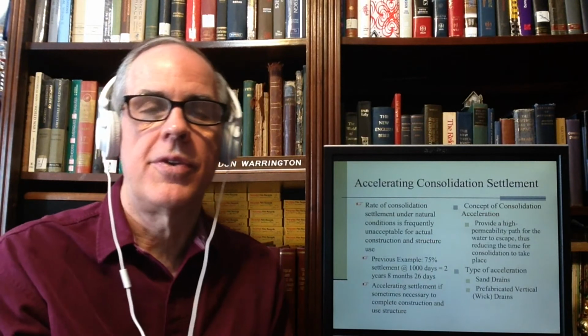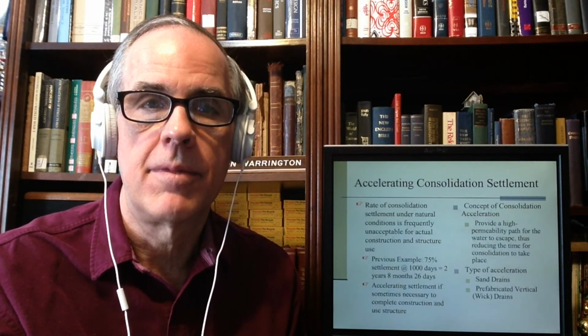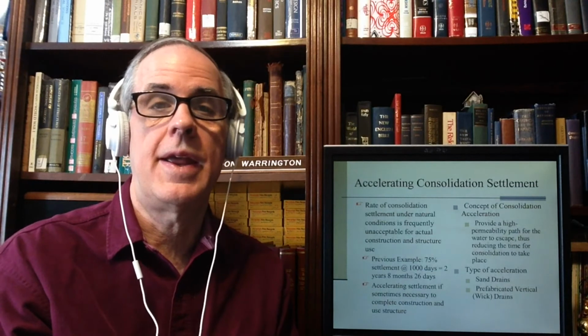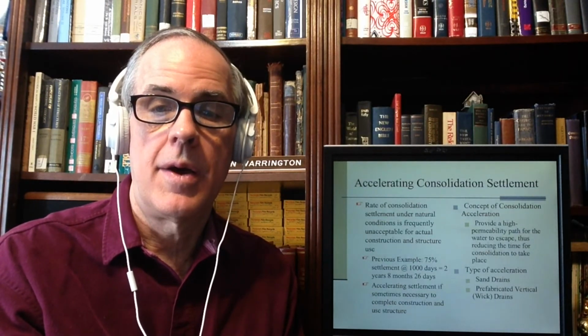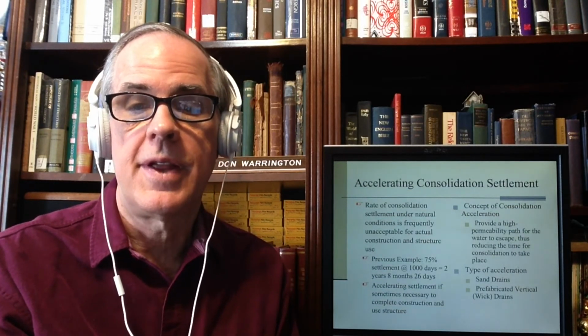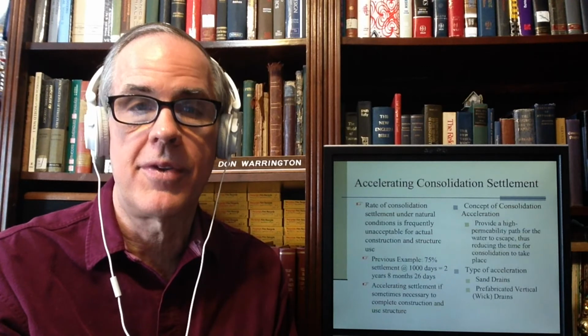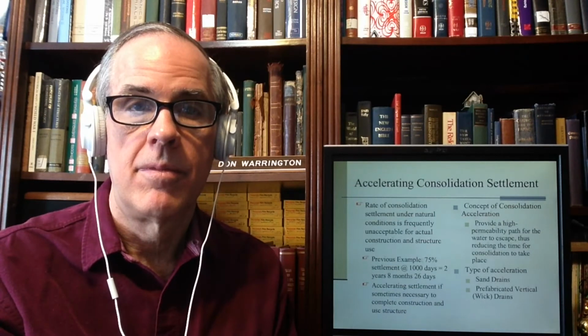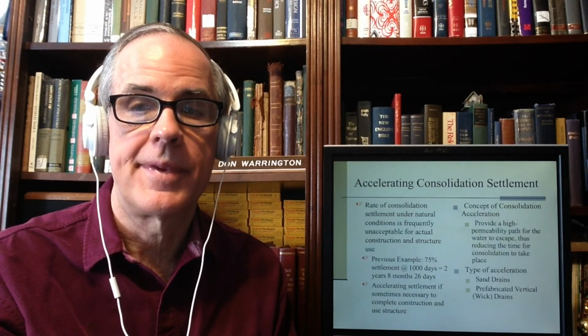Now, some of you are sitting there thinking, who's got time to wait for this? Let me assure you that some of your clients have thought the same thing. And so we're going to talk about how we speed it up. In the previous example, 7% settlement in 1,000 days, which is 2 years, 8 months, 23 days, that's a long time for everybody to sit around waiting for something to consolidate. Can we speed it up?